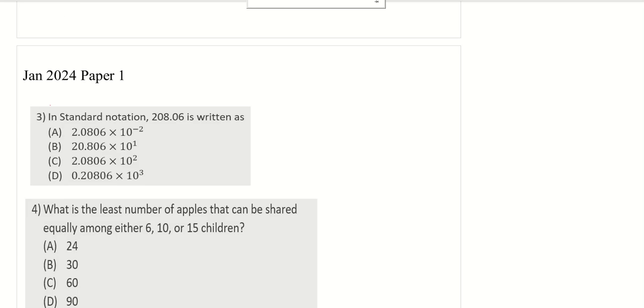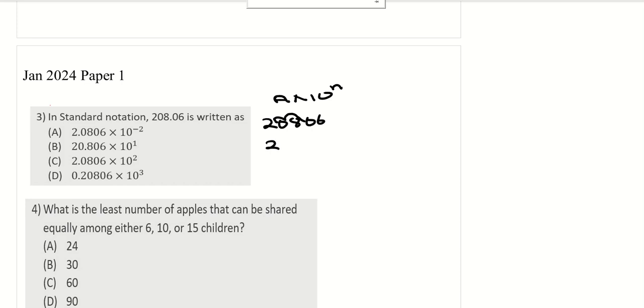Number 3 says, in standard notation, 208.06 is written as... Now, standard notation or scientific notation, we want it in the form a multiplied by 10 to the power of n, where a is a single digit, right, and n is your power. So we are looking at 208.06. We have to take our decimal point and shift it 1, 2. Why did we shift it 1, 2? Because we only want a single digit in front of the decimal point. In this case, it's 2.